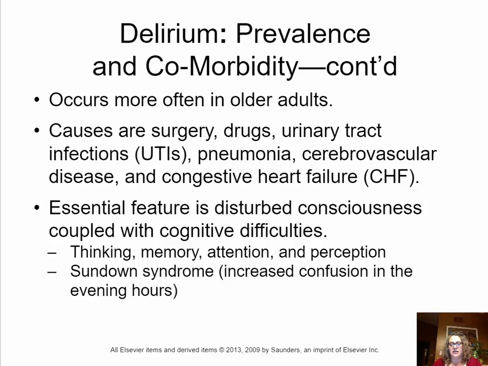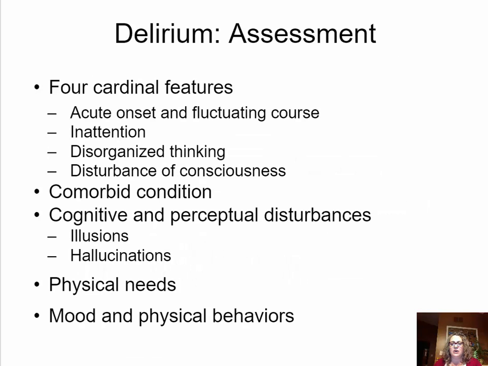Essential features of delirium, again, is disturbed consciousness coupled with cognitive difficulties. So they have impaired thinking, memory, attention, and perception. You'll also see sundown syndrome in patients with delirium. There are four cardinal features of delirium. That is the acute onset and fluctuating course, their inability to hold their attention to something, disorganized thinking, and then a disturbance in their consciousness.